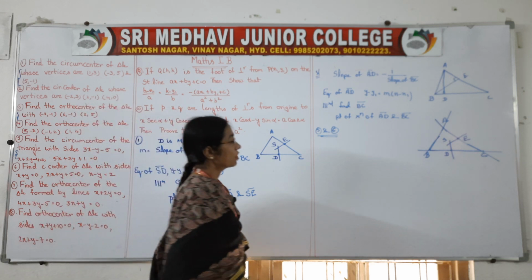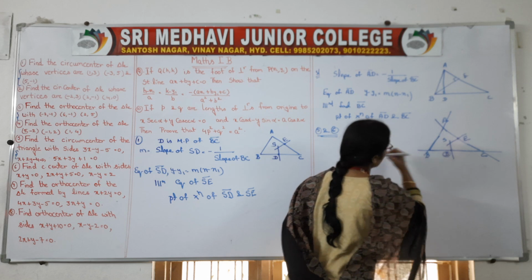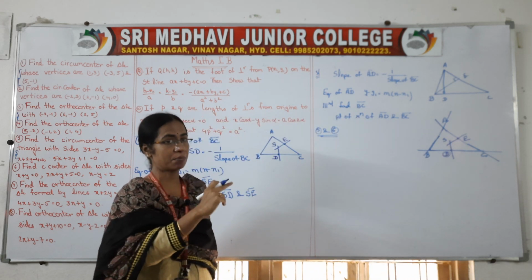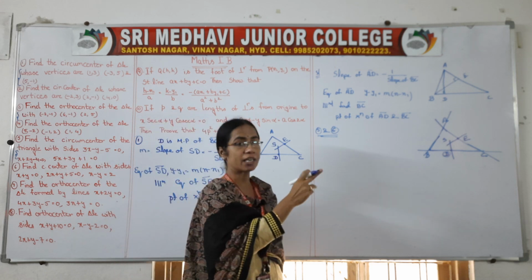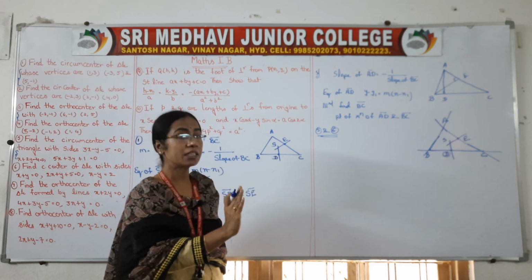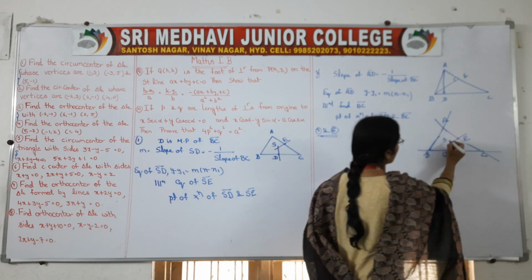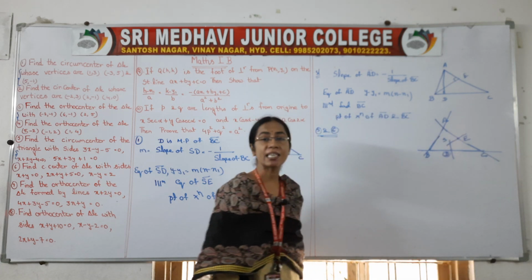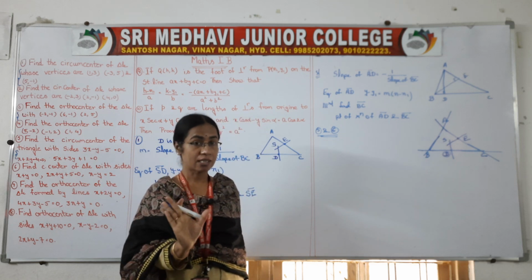How will we get it? First find D, the midpoint of BC. We have got the three vertices A, B, C, so D is the midpoint of BC. After that, write the line equation SD, which is perpendicular to BC. The BC equation is there with us, right?